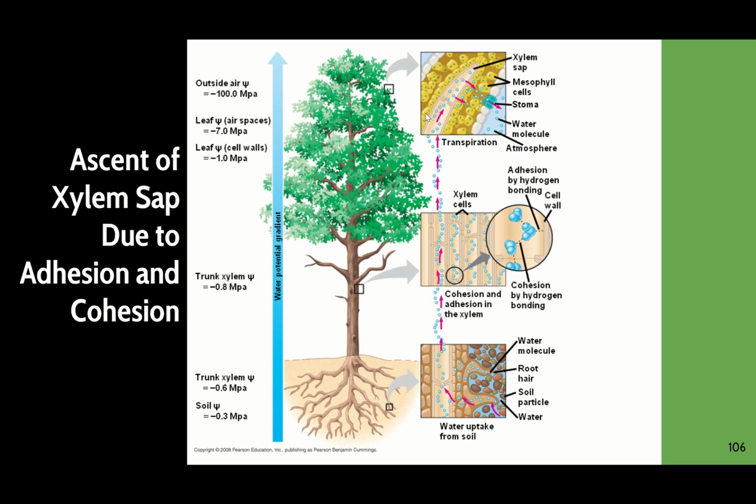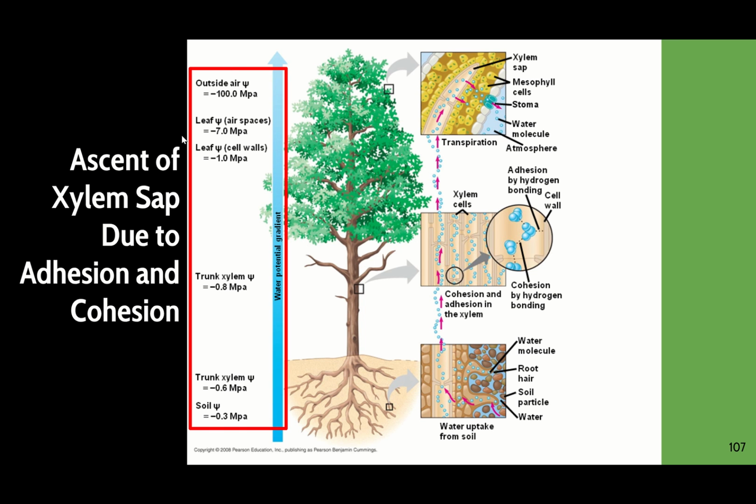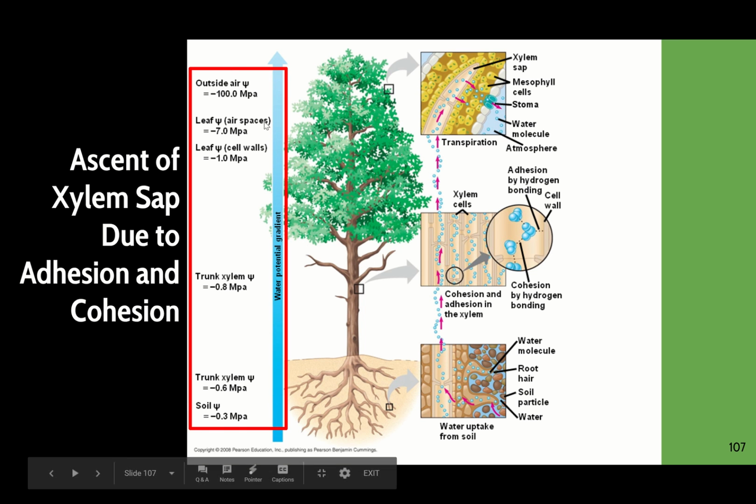Now, one thing we haven't talked about in this image yet is if you take a look at this region over here with the red box. This is going to be the water potential gradient starting from the roots and ending in the leaves. So let's take a look.